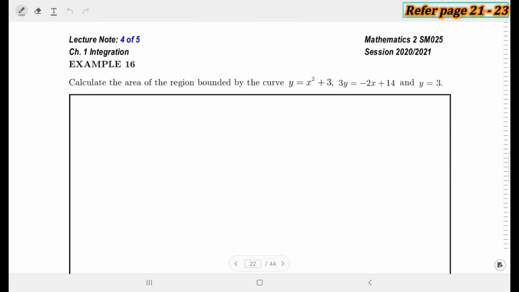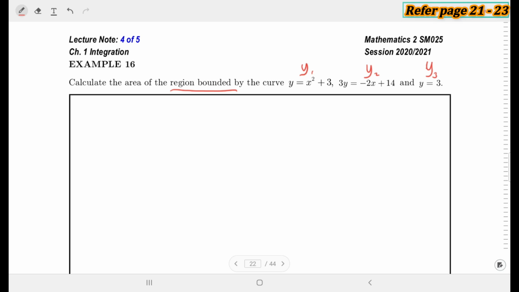Example 16. Calculate the area of the region bounded by the curve y equals x squared plus 3, a quadratic, the linear function 3y equals negative 2x plus 14, and y equals 3. First, let's represent these functions as y1, y2, and y3. To find the area of the region bounded by these three functions, we have a quadratic and two linears.